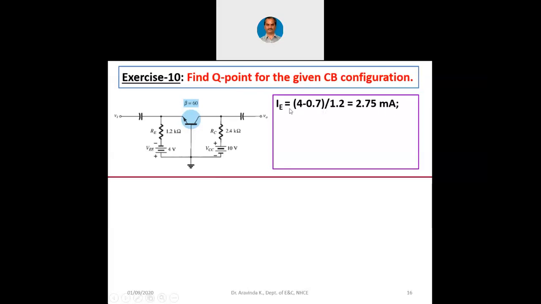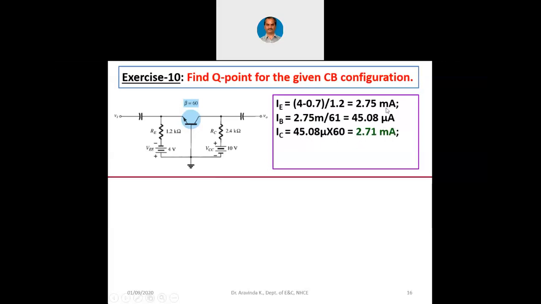That is IE. Now when we find IE, we can find IB because beta is given. IB is nothing but IE divided by 1 plus beta. That is 2.75 milliamps divided by 61, which is 45.08 microamps. When we find IB, we can find IC. IC is IB into beta, 45.08 microamps into 60, which is 2.71 milliamps.